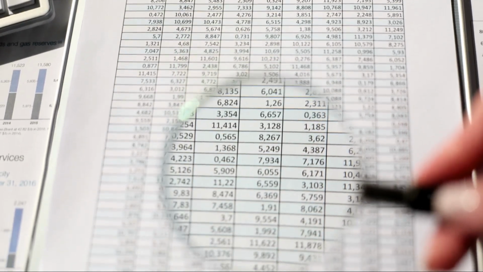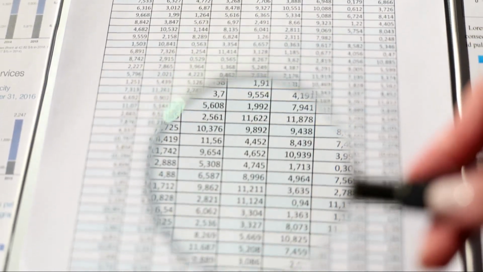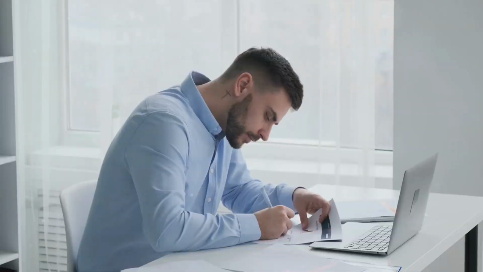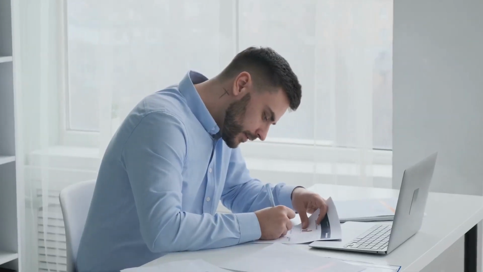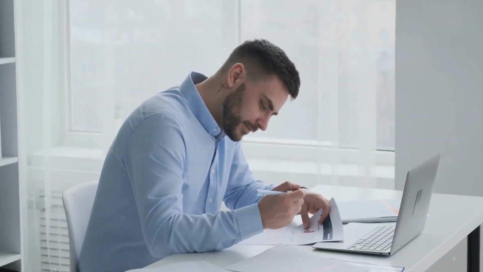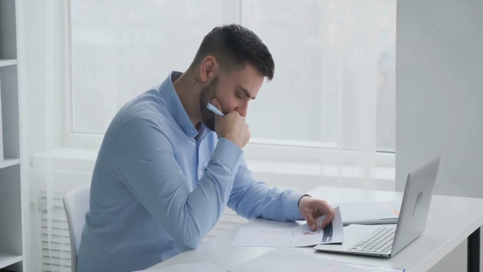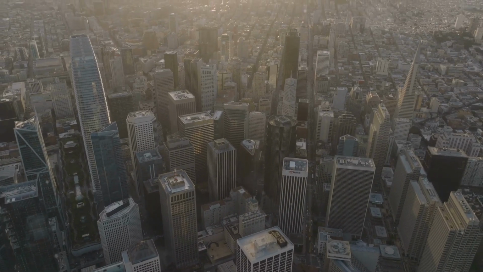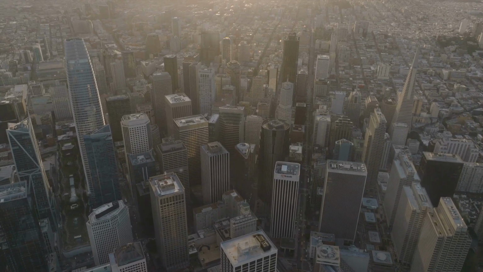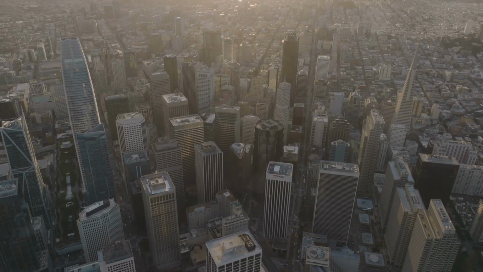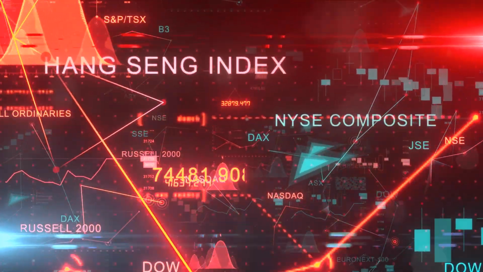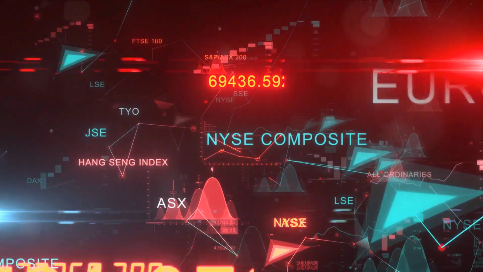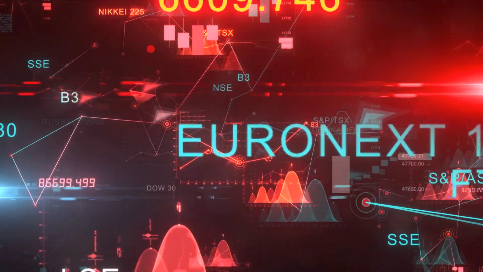Now that you know how to read financial statements, it's time to put that knowledge to use. Think of these documents as your secret decoder ring for the world of finance. Understanding them can help you compare different companies, spot industry trends, and make more informed investment decisions. You'll be able to see beyond the buzzwords and marketing tactics, and get a clear picture of a company's financial health.